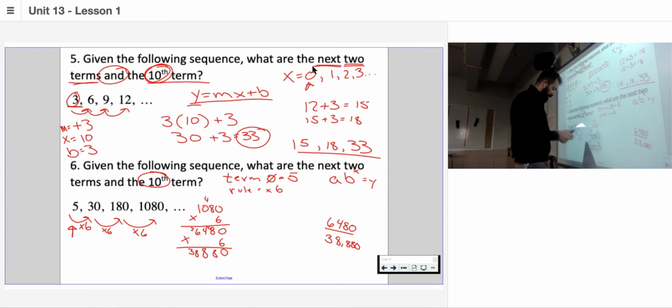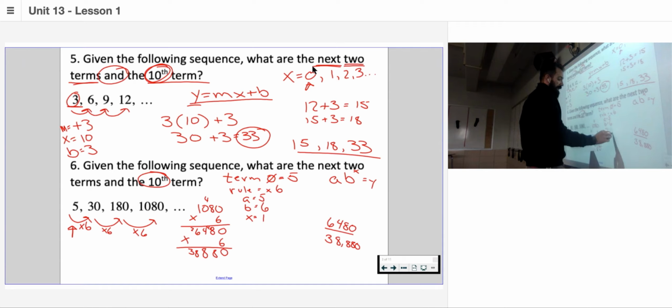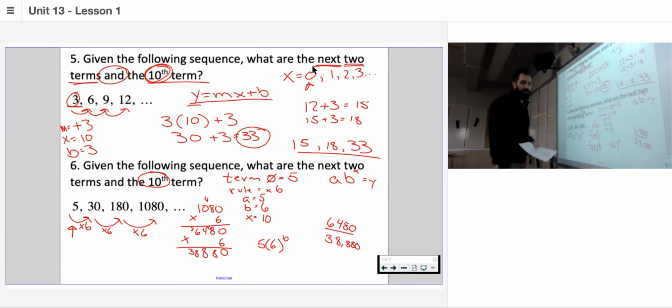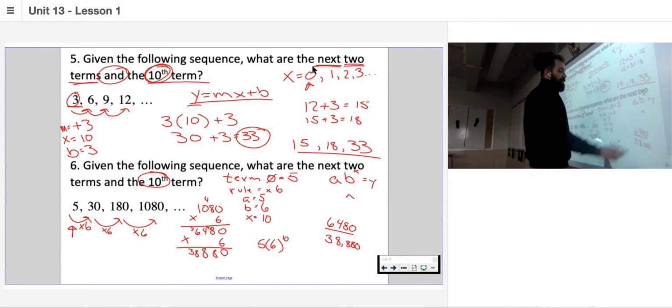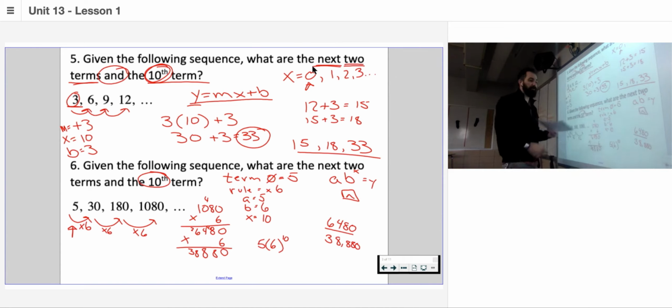So we need to do our equation. A is going to be 5, that's our term 0. B is our rule, which is times 6. And x is our term number, so 10. Let's put it in there: 5 times 6 to the 10th power. This is a great opportunity to use a calculator. Plug it in there with the parentheses. Remember, this button on the TI-84s is your to-the-certain-power.